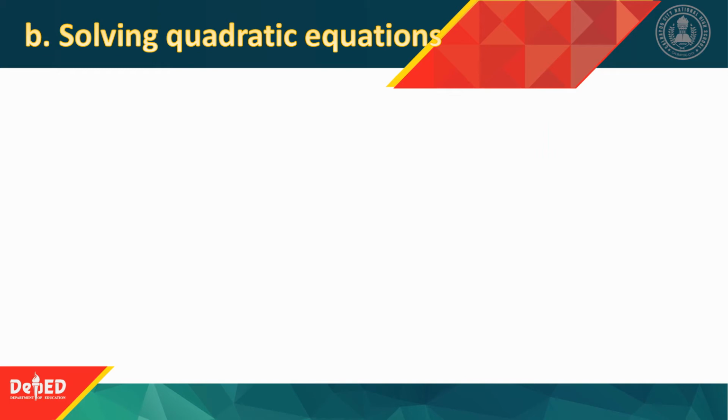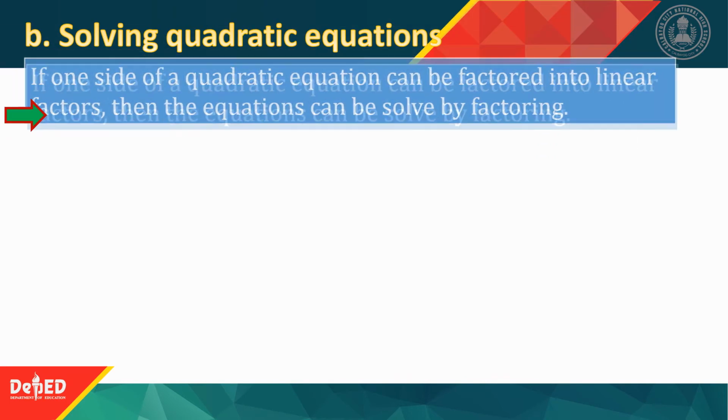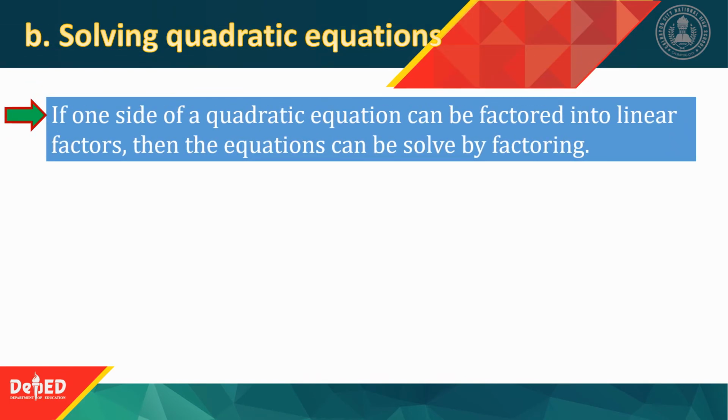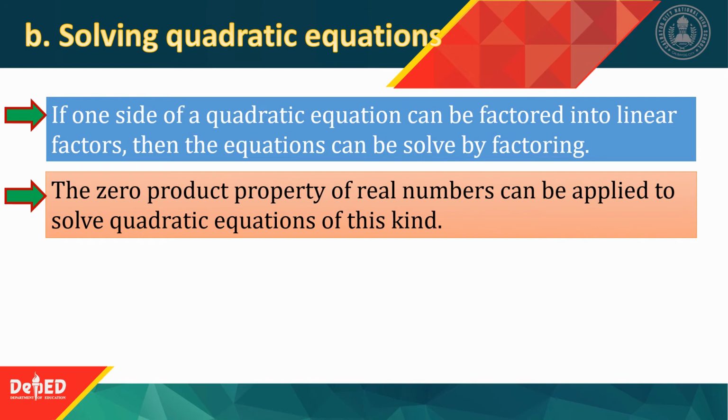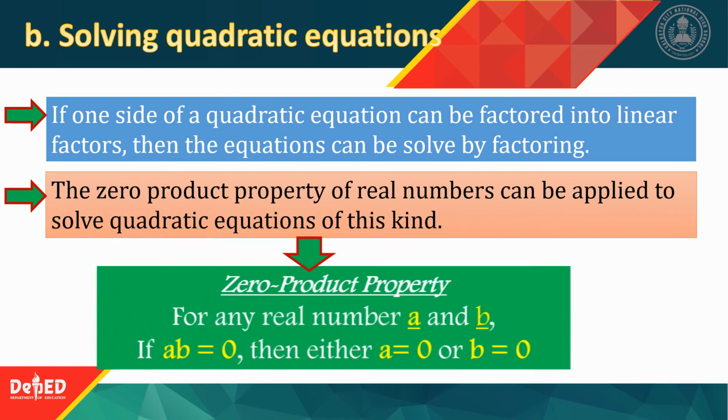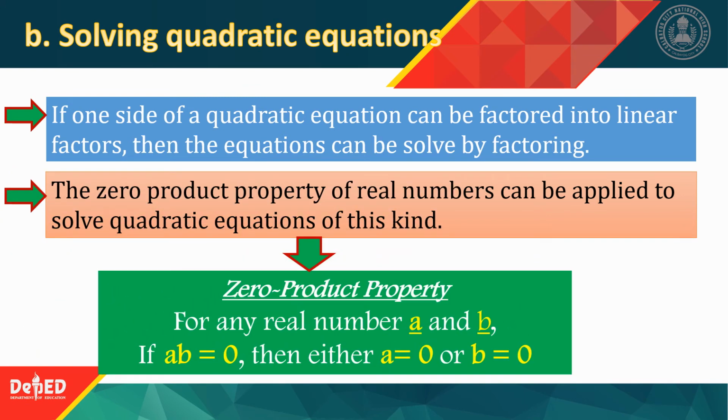In solving a quadratic equation, if one side of the quadratic equation can be factored into linear factors, then the equation can be solved by factoring. The zero product property of real numbers can be applied to solve quadratic equations of this kind. The zero product property: for any real numbers a and b, if ab is equal to 0, then either a is equal to 0 or b is equal to 0.